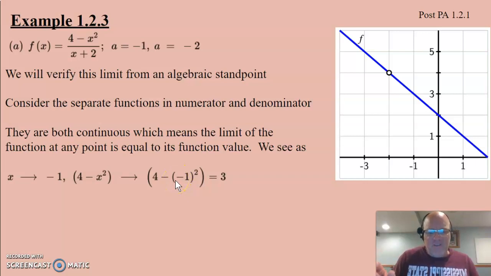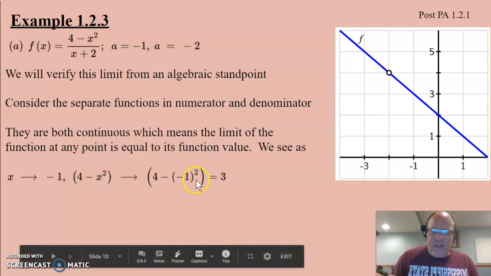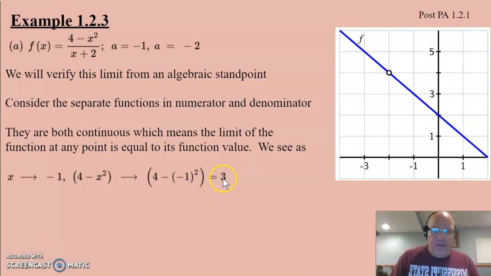We're kind of cheating the system a little bit, but because it's continuous, we can do this, and we find that when we evaluate this, we get an answer of 3. Well, that's good news, because that's what we saw earlier on.